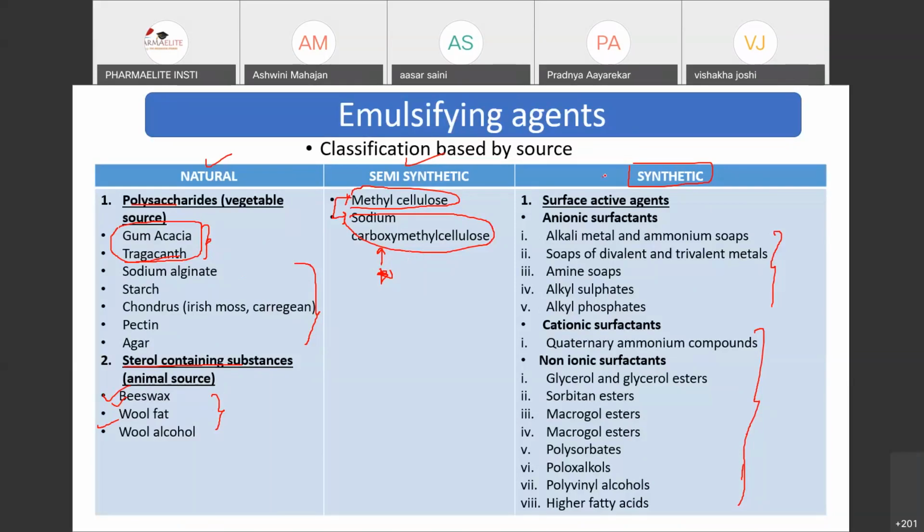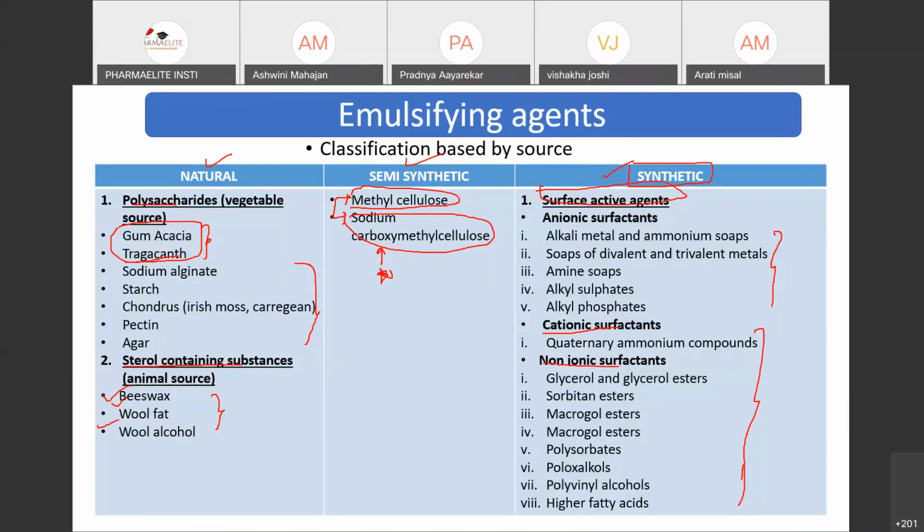In case of synthetic sources for emulsifying agents, you have alkali metals, different salts, different phosphate salts, different cationic surfactants, different non-ionic surfactants. It is basically the entire classification of surfactants only: anionic, cationic, non-ionic. There is no need of memorizing that. Just remember this much: if it is synthetic, then it is only surfactants.